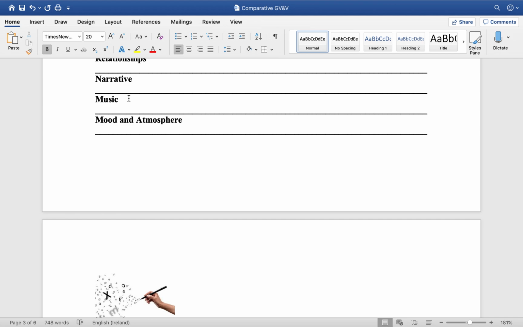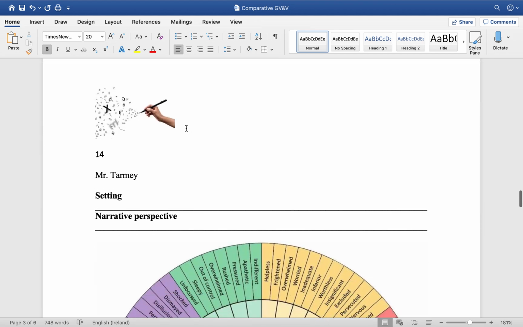Music can have a great impact on how we view certain things, because it reflects mood and atmosphere, the general feeling of the text. So with general vision and viewpoint, that's kind of what we're looking at. What is the general feeling of the text, and how do we know that? Does it change throughout the text? All of that is important.